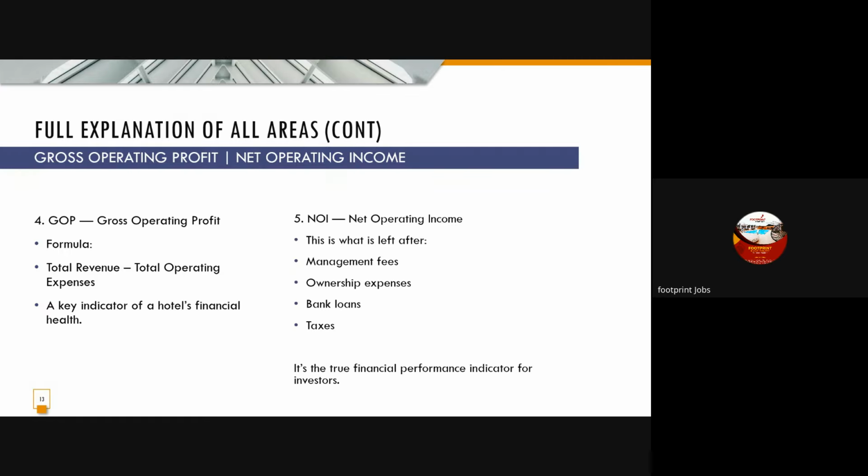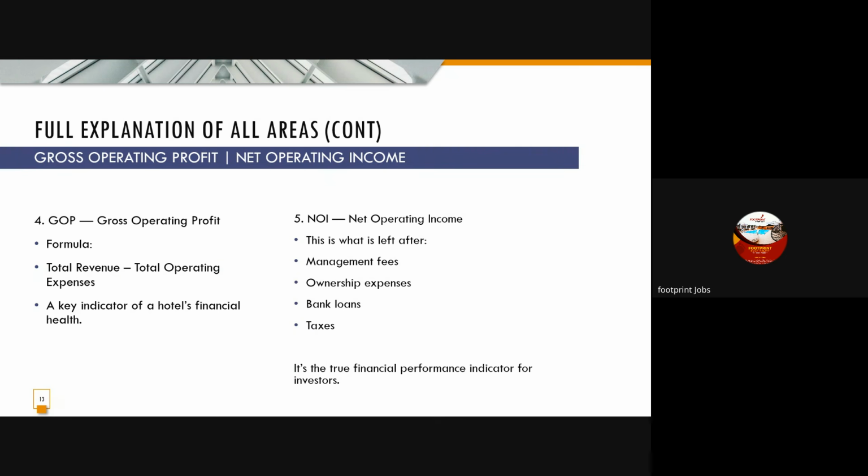Now, when you start deducting every other thing, your cost of operation, salary, and so on, gross profit is when you've deducted all your total operating expenses. So when you deduct all operational expenses, what is left is your gross profit. But if it's only maybe one or two of management fees, ownership expenses, bank loan, and taxes that is deducted, it means you're still under net operating income or net operating profit. That means you've not deducted everything that needs to be deducted. So understand this: gross operating profit is when every operating cost has been deducted, while net operating income is when you've not deducted all the operational expenses for that particular month. So you must understand this.